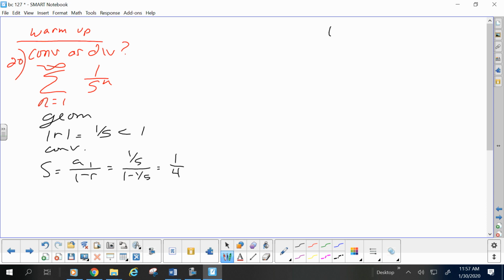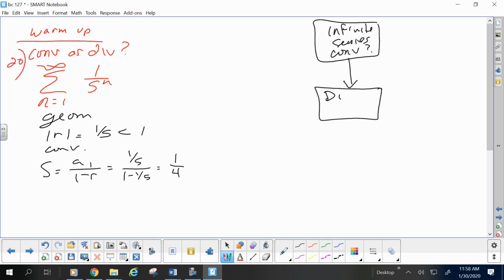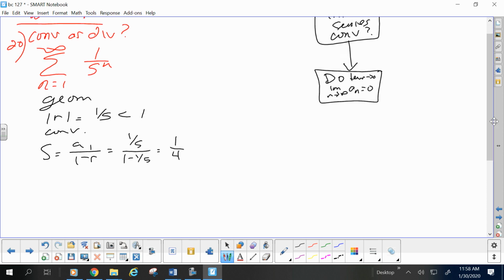You're given an infinite series, and you want to know if it converges. That's the question. The very first thing you check is, do the terms go to zero? The divergence theorem is the first thing you look at. Now think in terms of results of that. If the answer is yes, then what does that imply? It might converge, and you need to investigate further.